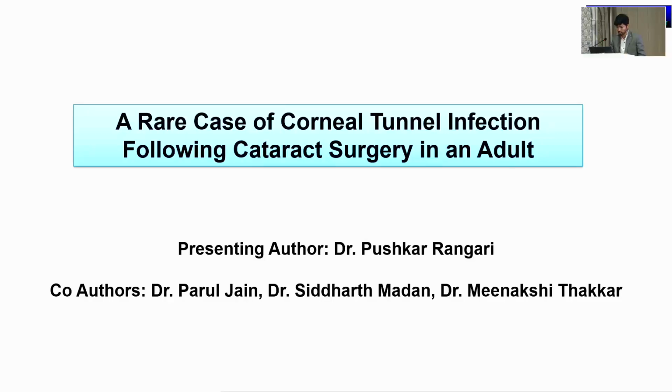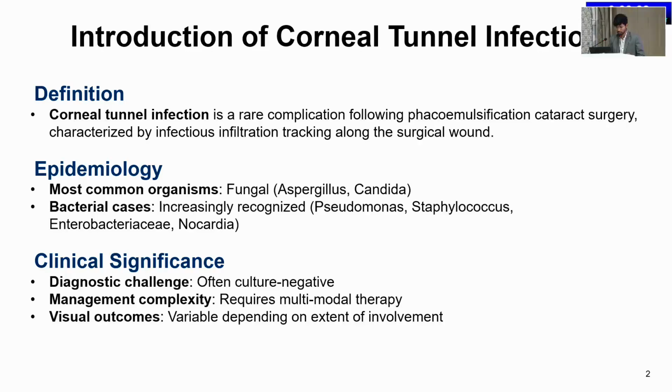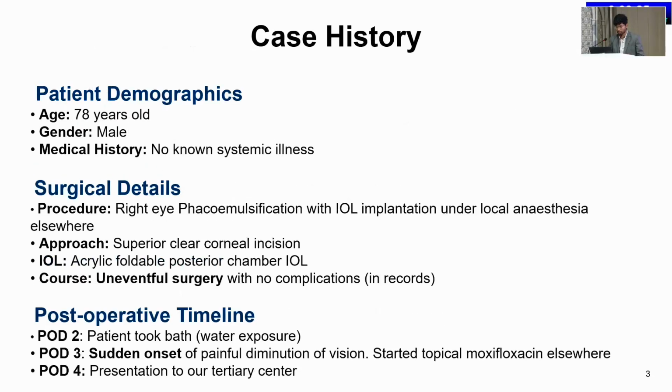A corneal infection is quite a rare complication post phacoemulsification cataract surgery, and the most common organisms include fungal, which includes Candida and Aspergillus. Bacterial causes include Pseudomonas, Staphylococcus, Enterobacteriaceae, and Nocardia. The major diagnostic challenge is that cultures are often negative. It requires multimodal therapy, and the visual outcome is variable depending on the extent of involvement.